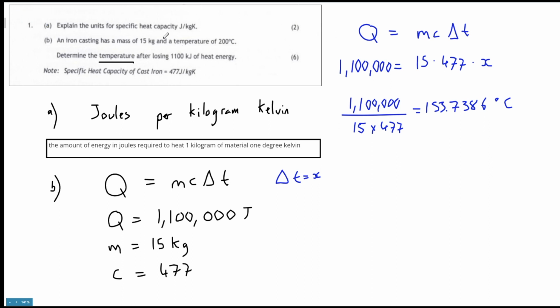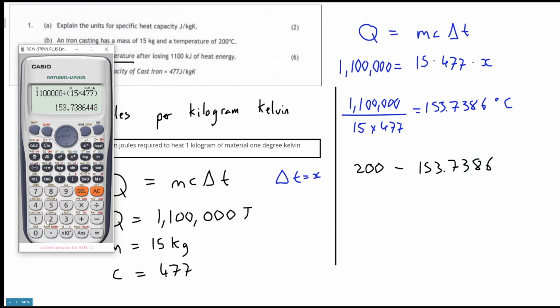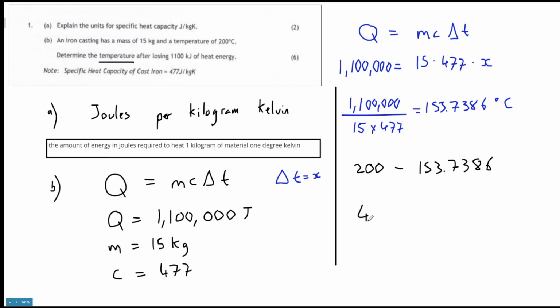And then we are going to drop it down from 200. So the actual calculation we need to make, let's draw a line so they don't get mixed up, is the final temperature, which is the initial temperature of 200 minus the change in temperature. On the calculator, let's just do 200 minus answer. We get 46.26, so to 5 significant figures, 46.261 degrees Celsius is the final temperature. And that's what they're asking for: determine the temperature after losing this much heat energy. It's good to go. Next one.